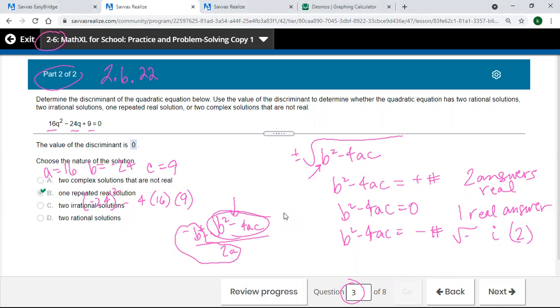So hope that helps. If not, you can find a YouTube video of somebody else explaining the discriminant. The overview video has more explanation on it as well.